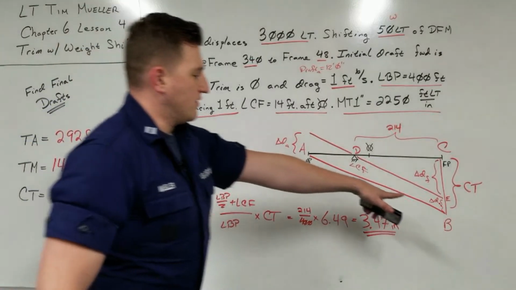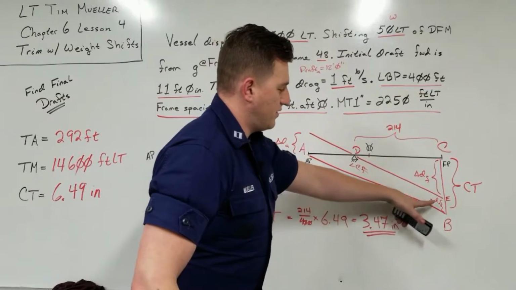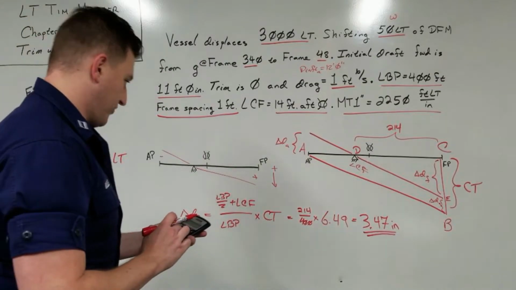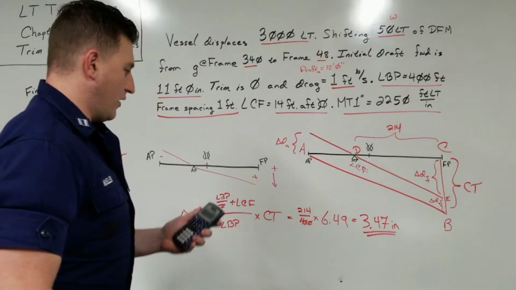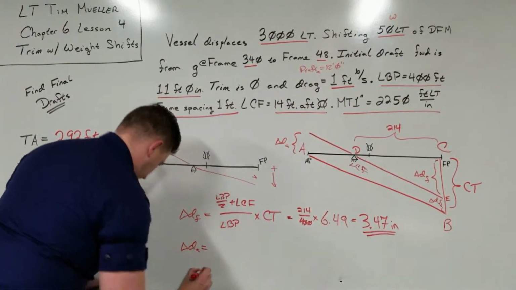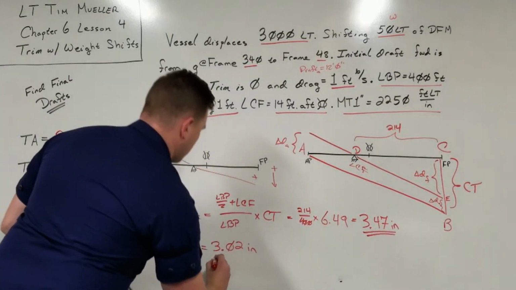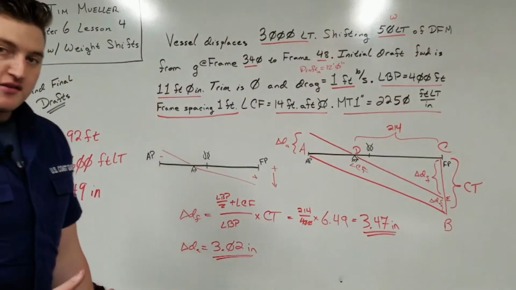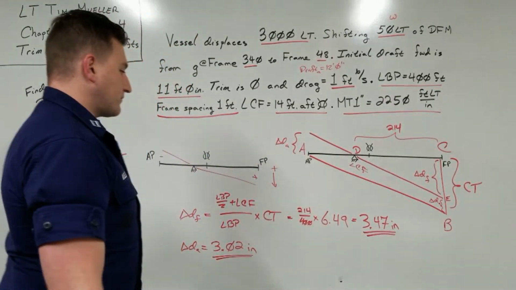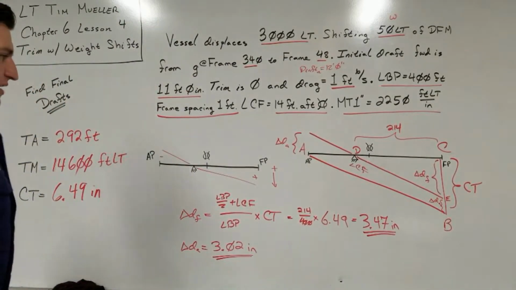So now all we've got to do is this distance minus this distance is going to give us this distance. So we take our 6.49 minus 3.47, and lo and behold, we get 3.02. So now our delta D aft here equals 3.02 inches. We're going to double check ourselves. We're going to add the delta D forward and delta D aft together and make sure that we get our CT. 3.02 plus 3.47 is 6.49. Boom, right there. We're right.